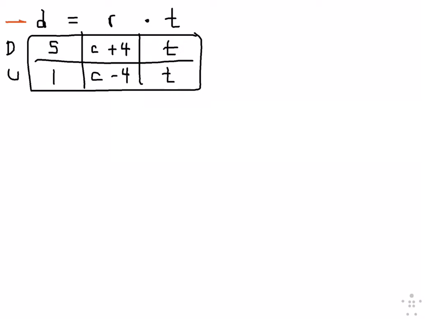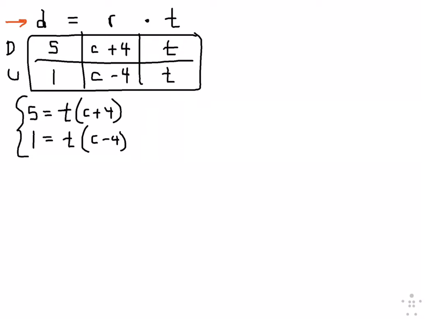So as always, our equations are read off on the rows. So we have the first row, 5 equals T times C plus 4. C plus 4 times T, right? And the second equation is 1 equals T times C minus 4. Right? There's our system of equations.